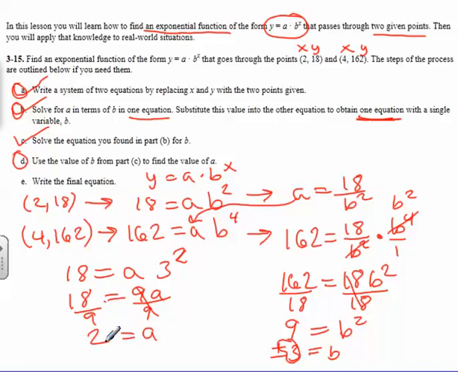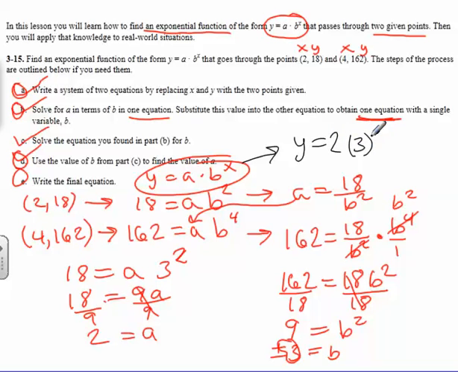Okay, write the final equation. That's the very last step. So now I know a, now I know b, so I'm going to use this format to write my very final equation, which will be y equals a, 2, times b, 3, to the power of x. There's the exponential function, or the exponential equation, that goes through these 2 points. Okay, so we're going to practice this process in the next class.